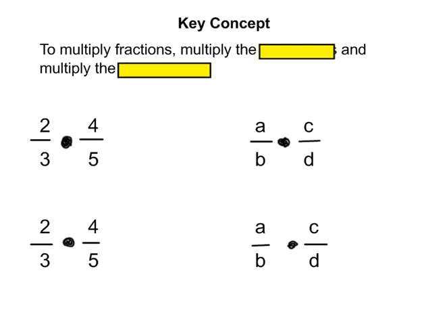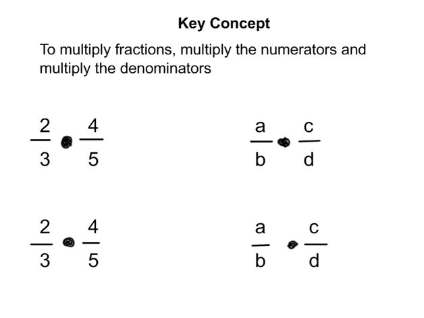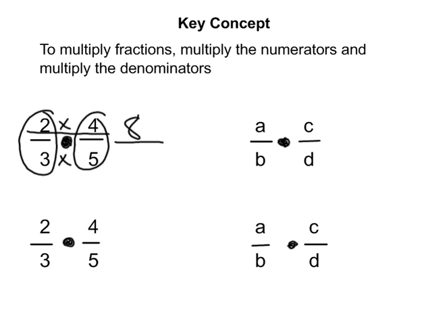To multiply fractions, multiply the numerators and multiply the denominators together. So let's do an example here. I've got the fraction 2/3 times the fraction 4/5, and I simply multiply the numerators together and I multiply the denominators together. The numerator is 2 times 4, which would be 8. The denominator is 3 times 5, which is 15. Is there any way to reduce 8/15? Not that I see.